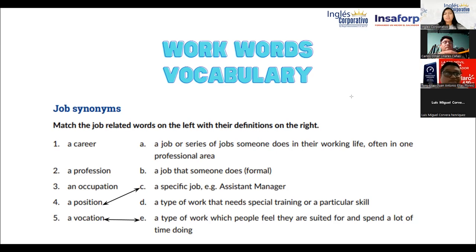If I ask Carlos, Omar, what is your vocation? Business administration. Business administration. Okay. Yes. All right. That's good. And what about you, Carla? What is your vocation?